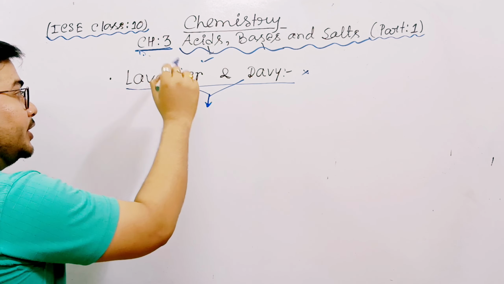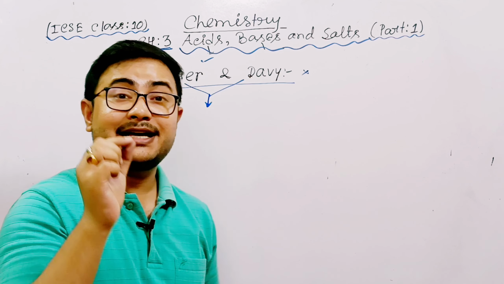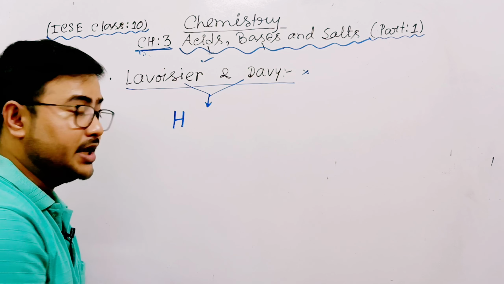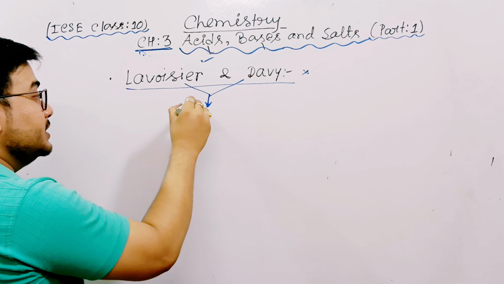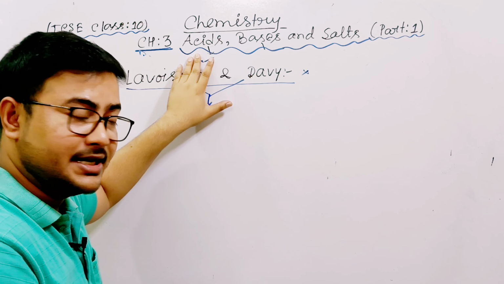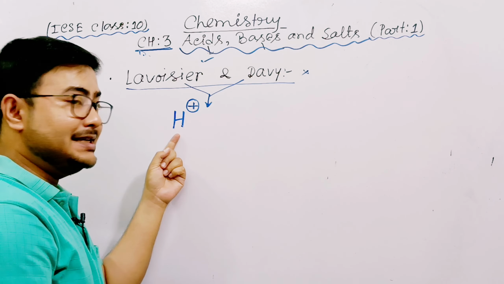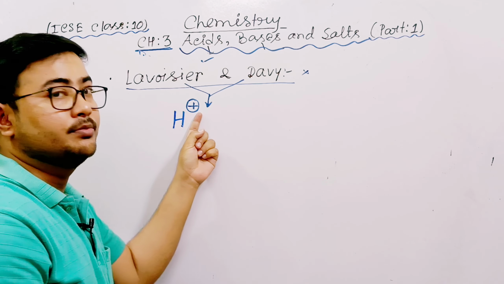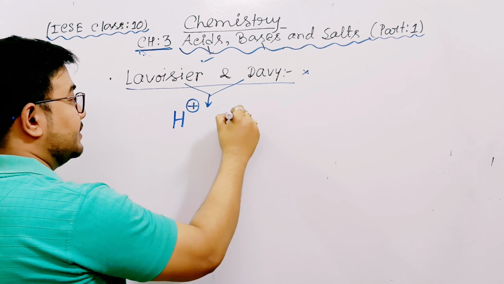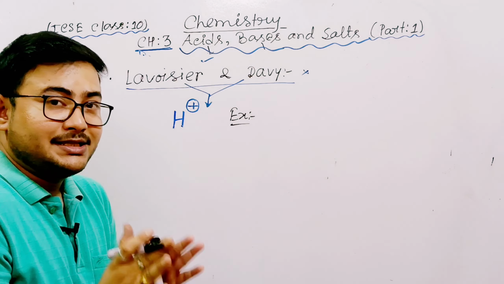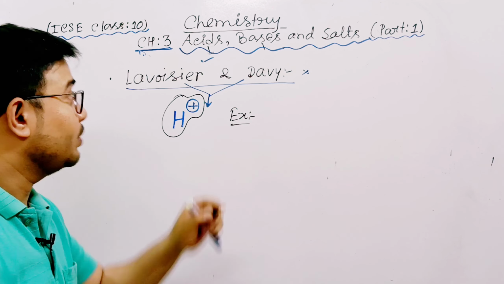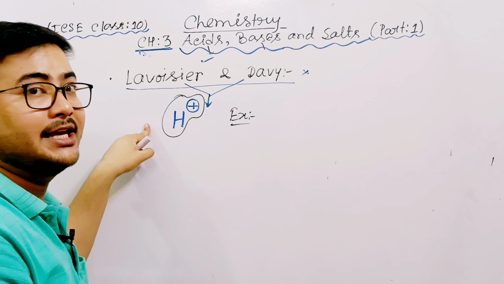Listen, according to them, acid is a substance that must carry a hydrogen atom in form of proton. Proton means H+. So again, according to them, what is the definition of an acid? Acid is a substance that carries H, that is hydrogen, in form of proton. Wait, first clear your concept. Example. So in basic, what is an acid? Which contains H+ ion. This is the first point. What is an acid? The substance which contains H+ ion.